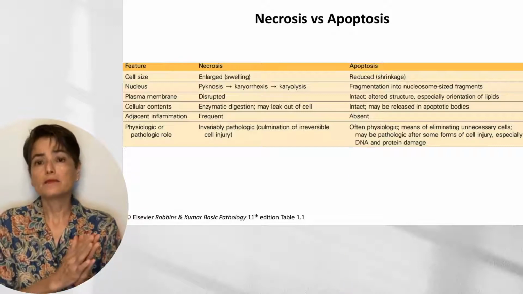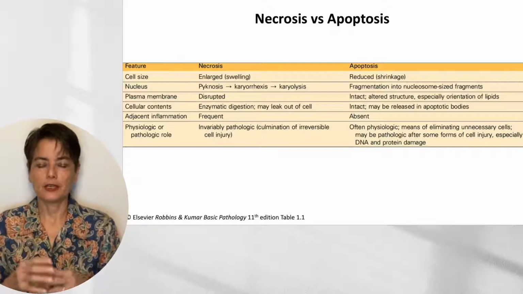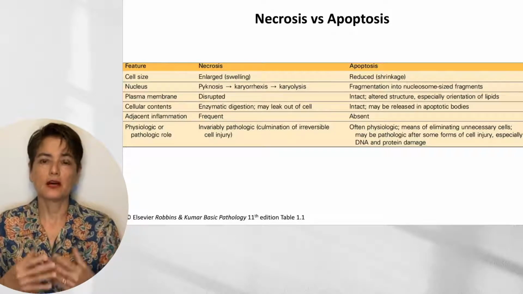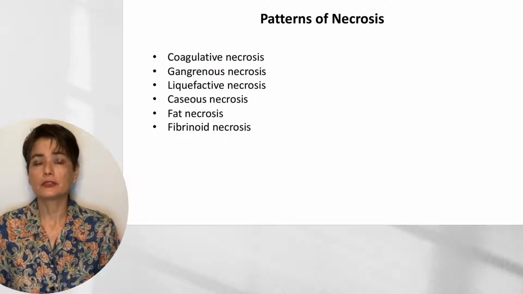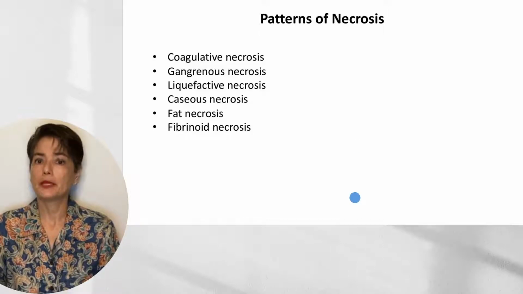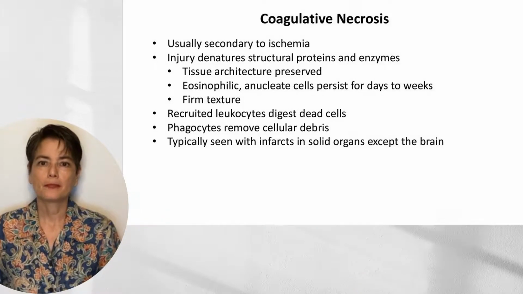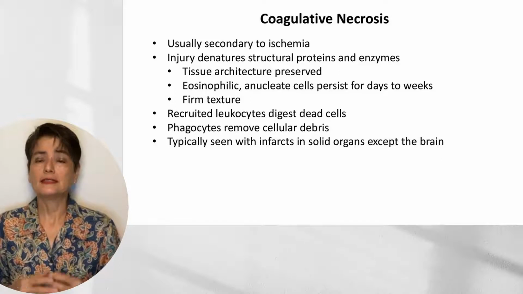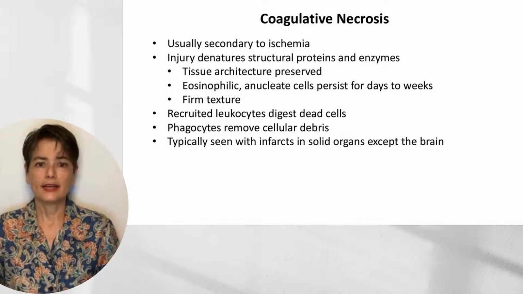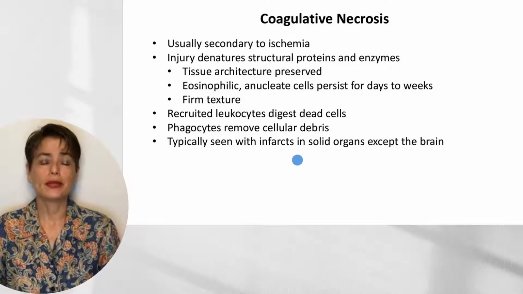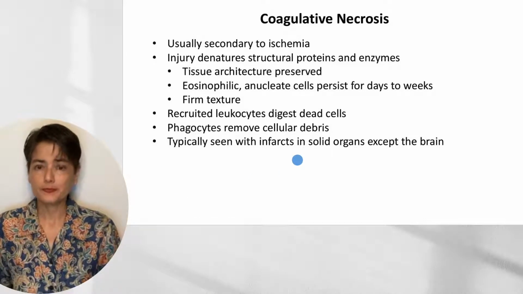All right, so that brings us to the end of the discussion of the cellular processes of necrosis and cell injury. Let's now focus on the patterns of necrosis, as morphologic patterns. And there are 6, and I'm going to go through each of these in detail, beginning with coagulative necrosis. So coagulative necrosis is typically going to be secondary to ischemia, and as I say down here at the bottom, usually associated with infarcts in solid organs.